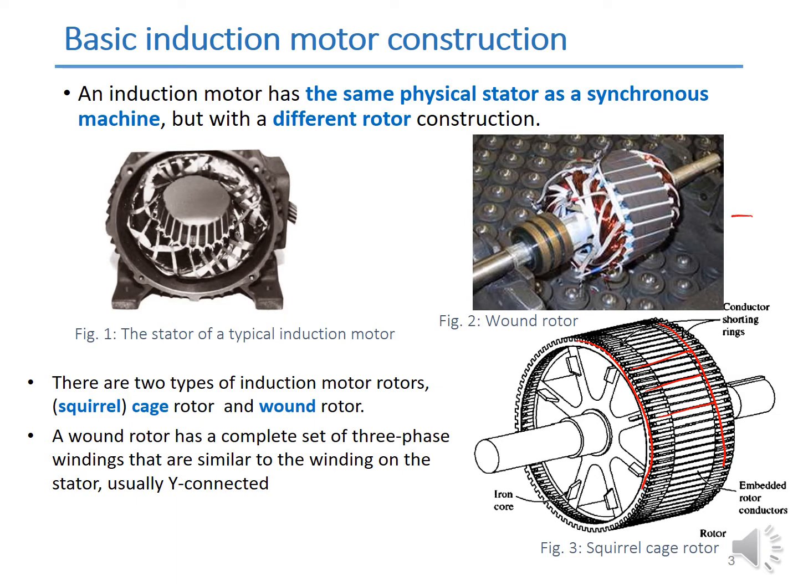The other type of design is called the wound rotor, and you can see it on the top here. This is one rotor. It's got three-phase windings, and you can see it has slip rings, which allow us to connect the three-phase windings to variable resistors, and by doing so we can, for example, control the speed of the motor.